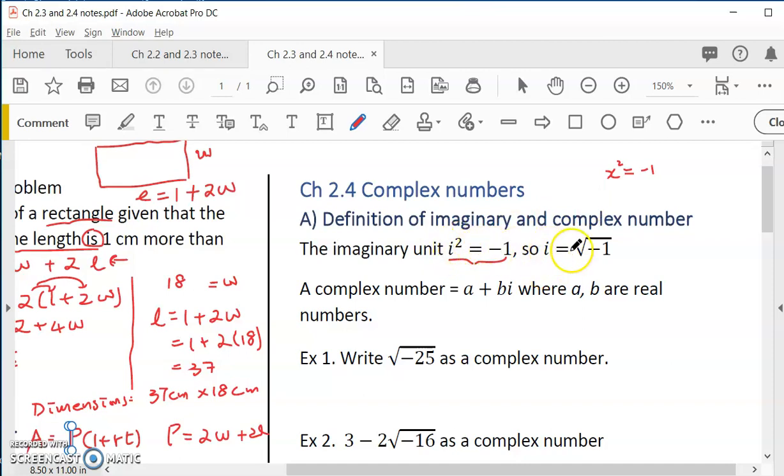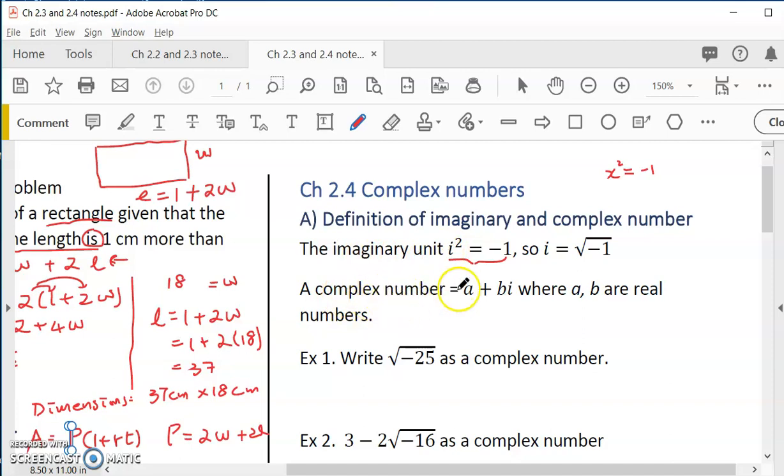So i, you can think of it as the principal square root of -1. So i is the square root of -1. But the main definition is if you square this number, it becomes -1. So we call it the imaginary unit. So what is a complex number?